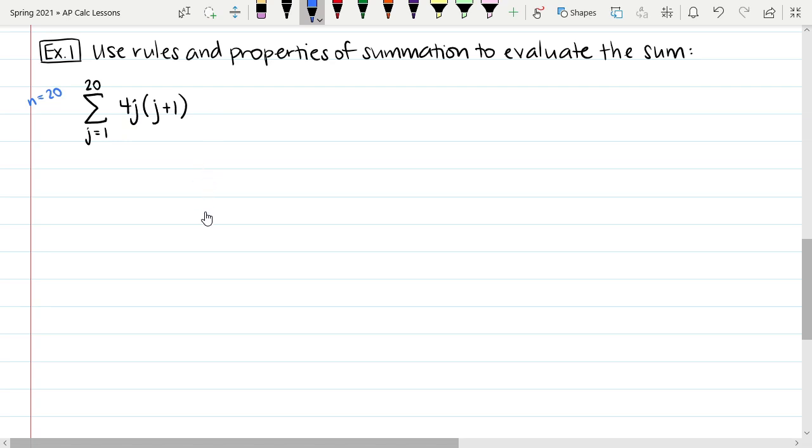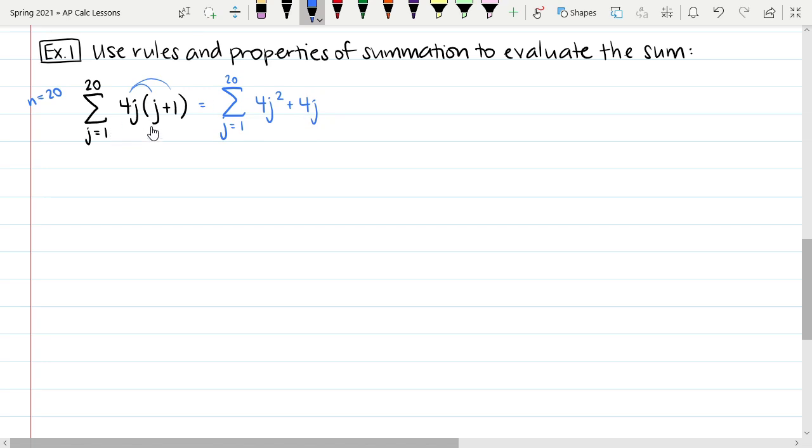And none of the summation rules, remember we only had two rules, and neither of those rules talked about the product of two functions. We had a product of a constant times the term, but that's not the same. So what that means is we need to figure out a way to rewrite this so that we can use the two rules that we've talked about. And so the easiest thing to do here would be to distribute the 4j. So that means the summation will become summation from j equals 1 up to 20 of 4j squared plus 4j.